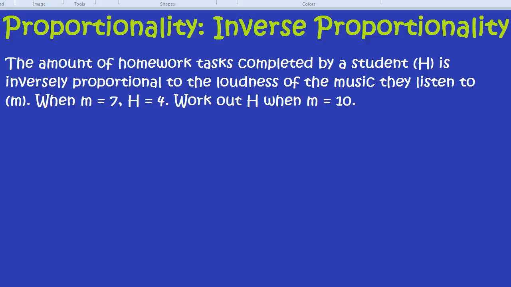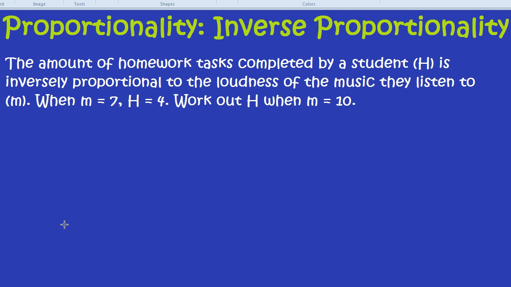Inverse proportionality is the exact opposite of direct proportionality. With direct proportionality, as one variable is going up, the other is also going up. For example, the cost of a group of apples goes up the more apples you buy. With inverse proportionality, as one thing goes up, the other thing goes down.